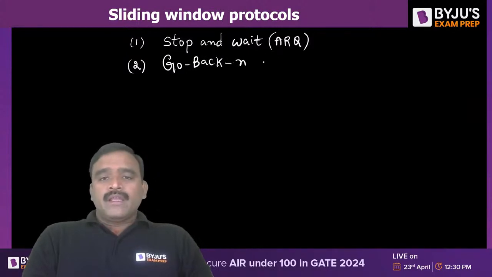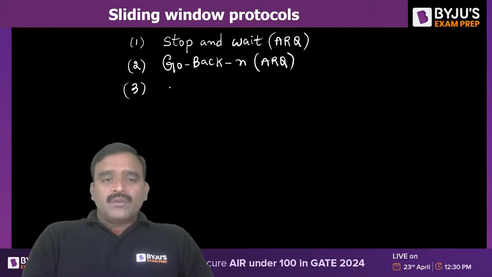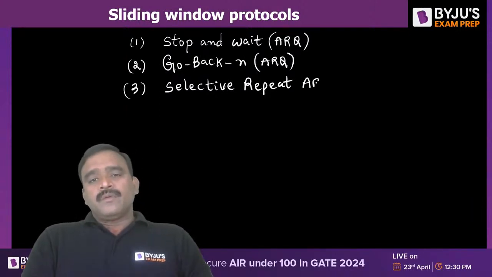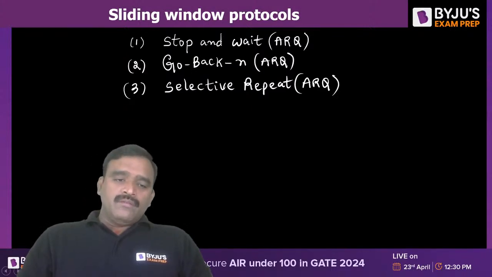So go back N ARQ. ARQ means automatic repeat request. And the third one is selective repeat. These are the three types of protocols we use in this mechanism. Selective repeat ARQ. So in a stop and wait protocol, we use only 1 bit of information.